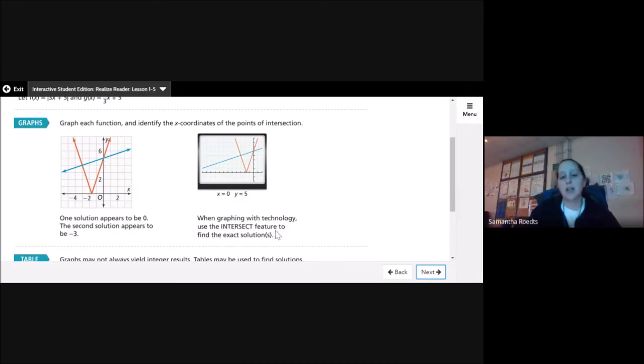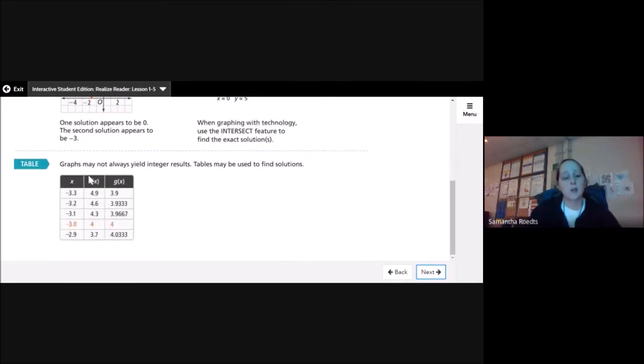When graphing with technology, I can use the intersect feature or click on it if it's Desmos. I can also use tables. Graphs may not always yield integer results. Tables may be used to find solutions where you can always double check substituting in your x values to see if you come up with the correct value or they're equal to one another. And that is the end of Unit 1, Lesson 5.